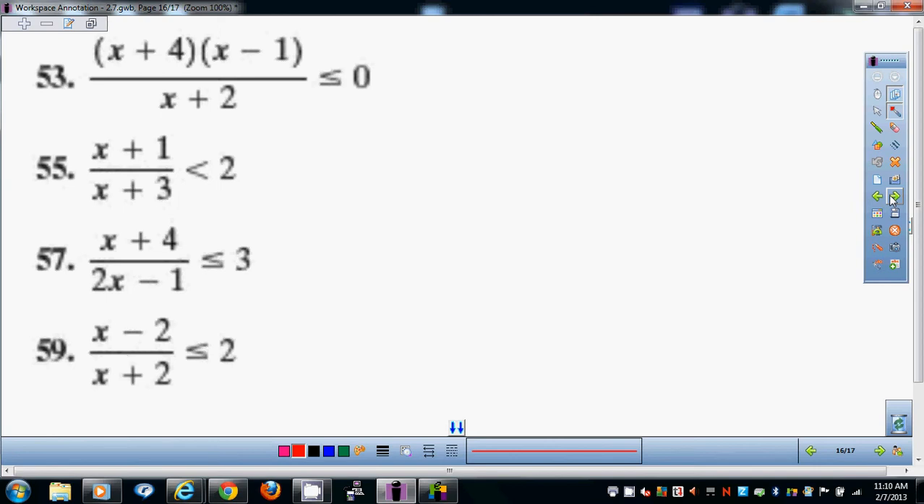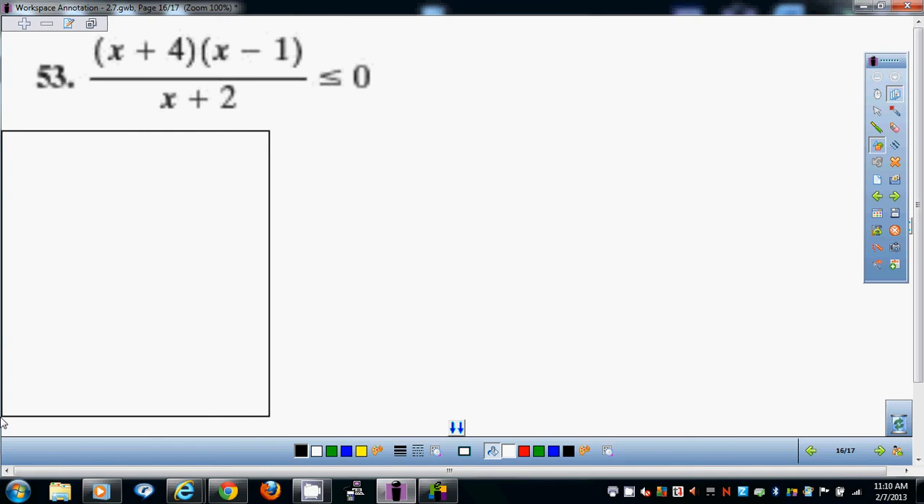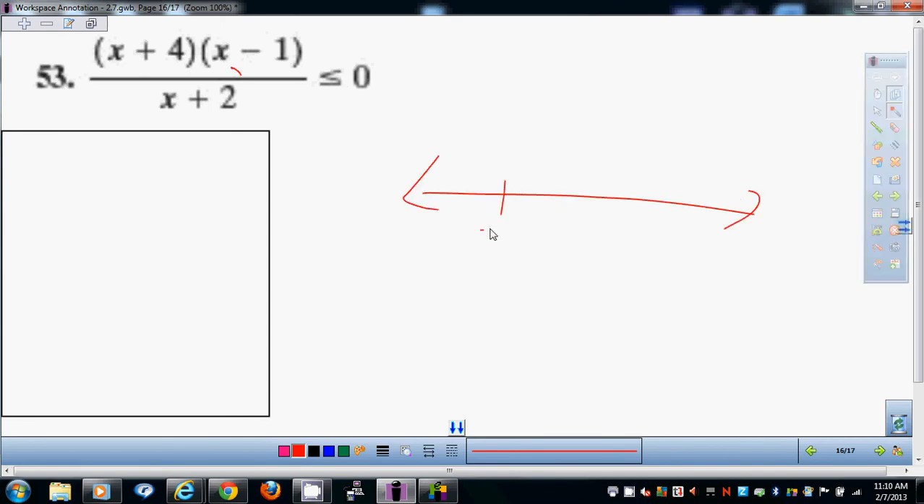So, on my number line, -4, -2, 1. Now, one of these is an asymptote, so all bets are off. You actually have to try all your intervals. What's a number less than -4? -5 plus 4 is a negative number. -5 minus 1 is a negative number. -5 plus 2 is a negative number. What's a negative times a negative? What's a positive divided by a negative? Is a negative going to be less than 0?